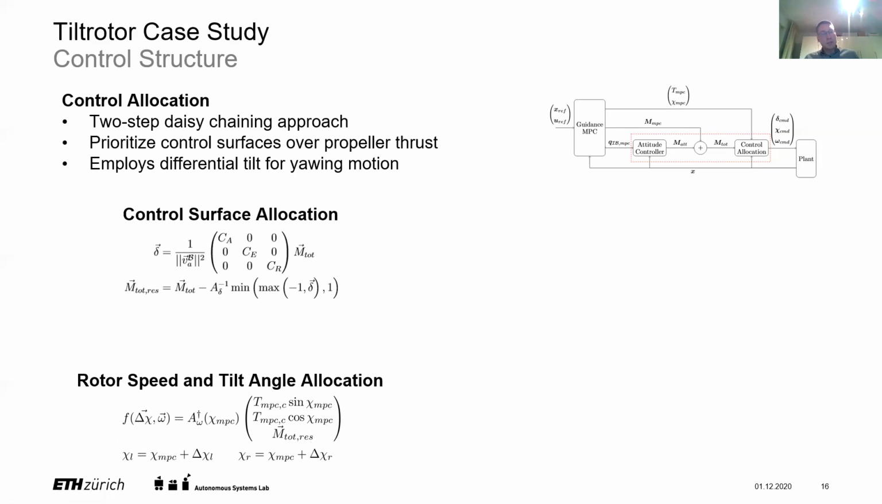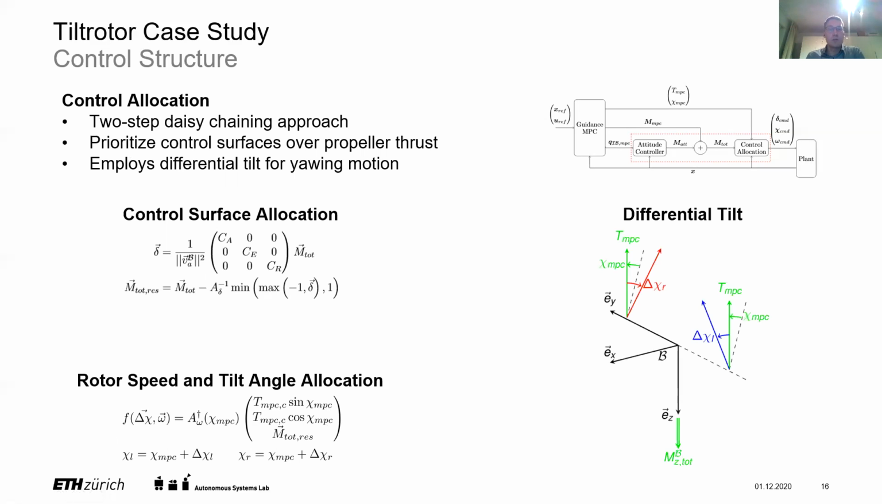I would now like to say a few more words about this differential tilting, since this is an important property or feature of this vehicle, which allows us to perform efficient yaw maneuvers during hover. Those of you who are familiar with quadrotors might know that we usually use differential rotor speeds to yaw by making use of the propeller resisting torque. On this vehicle, this can be done in a more efficient way by deflecting the tilt angles in different directions on each side of the wing.